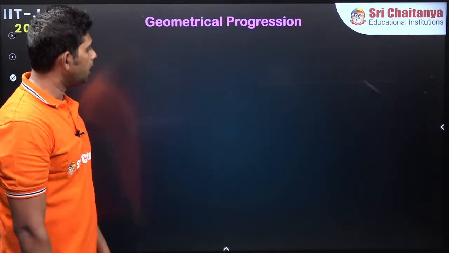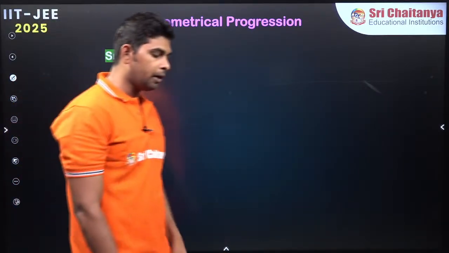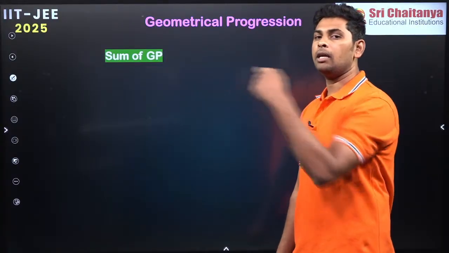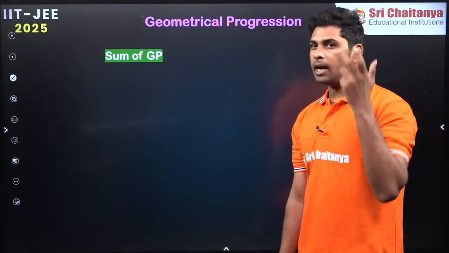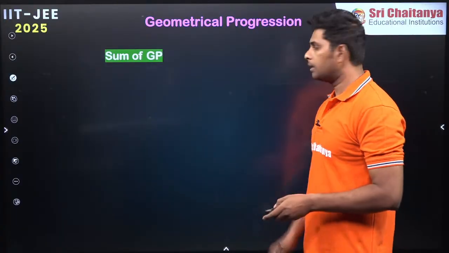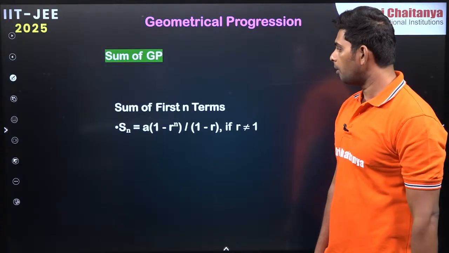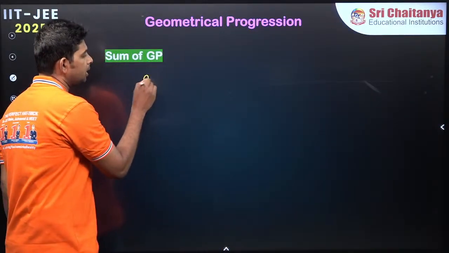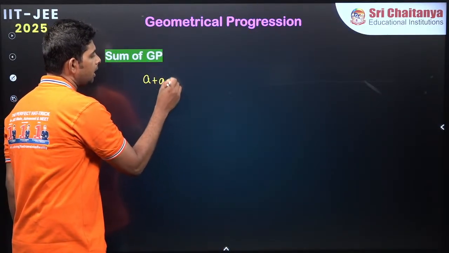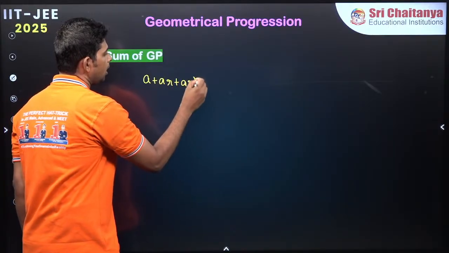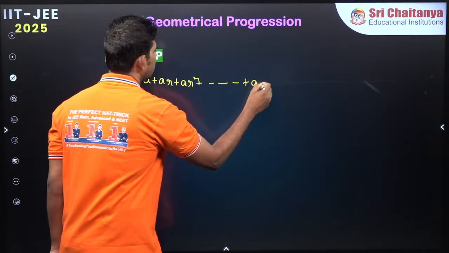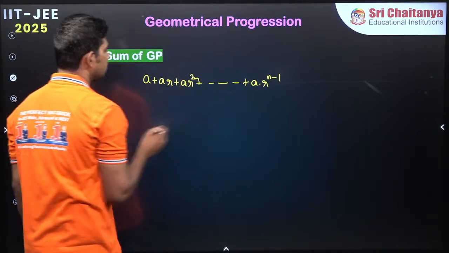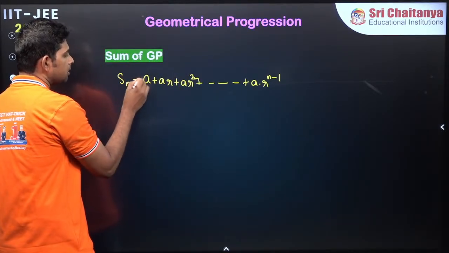Right? And then the sum of GP we are going to discuss now. All these terms we are having from A to A into R power n minus 1. Why don't we add these? What are we going to get? Let us see that. Now the sum of the first n terms, by taking the general form of GP: A plus AR, plus AR square, up to A into R power n minus 1. There are n terms here, and I am going to call this Sn.